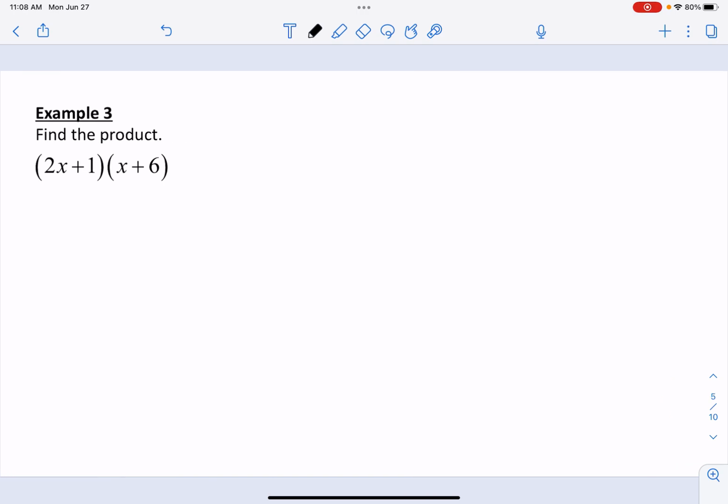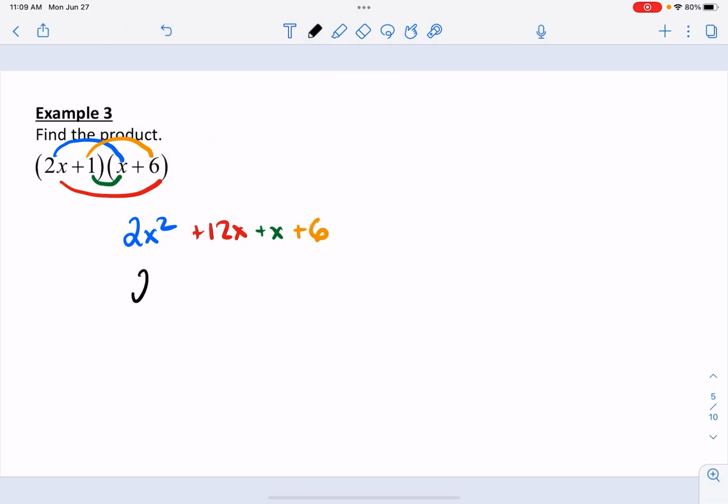Okay, now finding this product. They're going to get more and more complicated. First terms together. Outer terms together. Remember, you have to multiply the 2 times the 6, so that becomes a plus 12. Inner terms: 1 times x, well, that's just x. And then our last terms together. And then we combine like terms to get that.